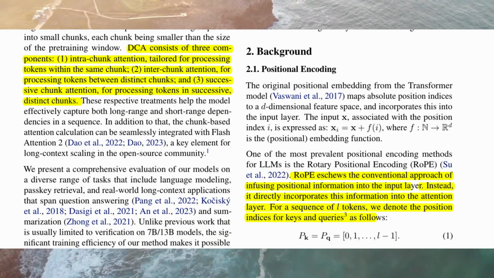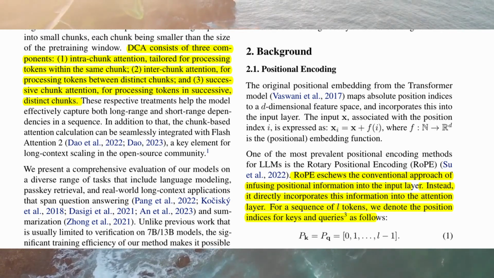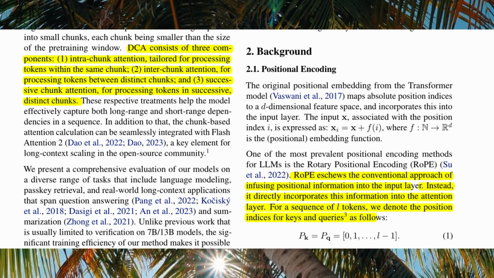Inter-chunk attention extends this by allowing the model to reference and integrate information across different chunks, which is crucial for maintaining the coherence of longer passages.